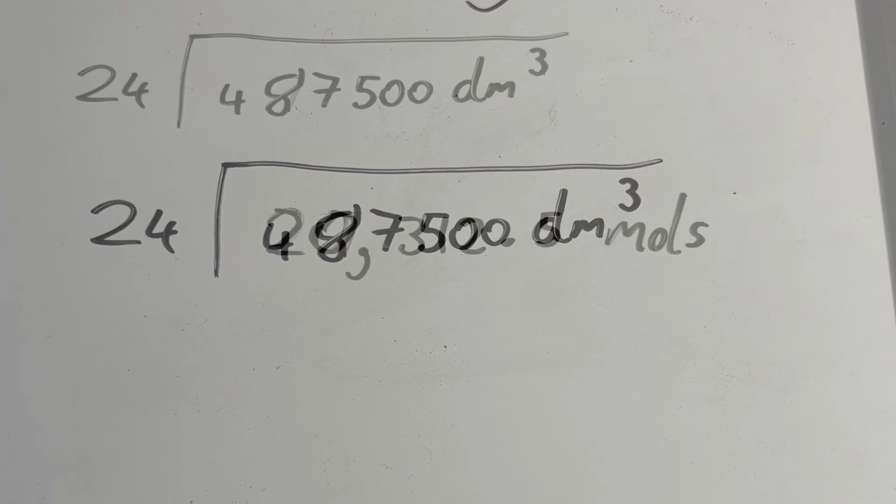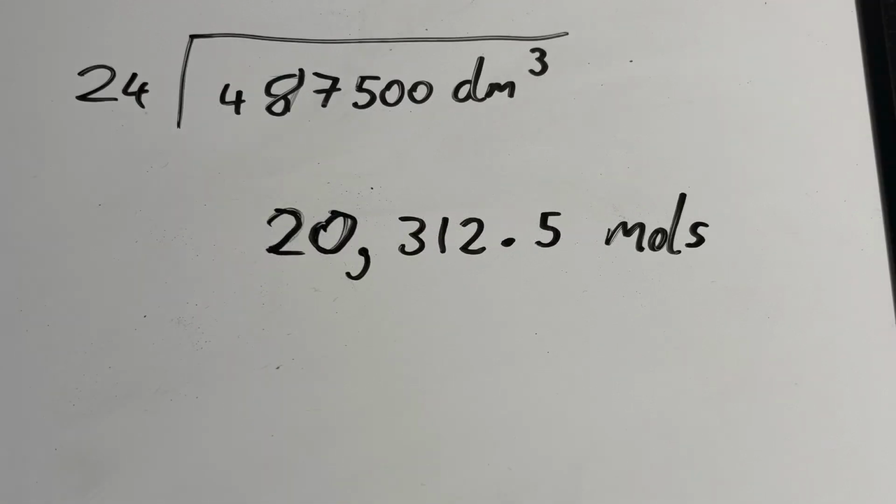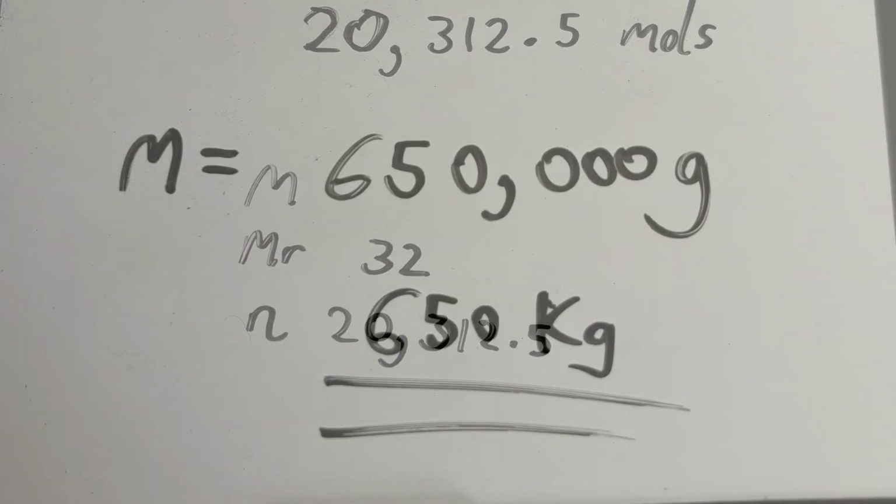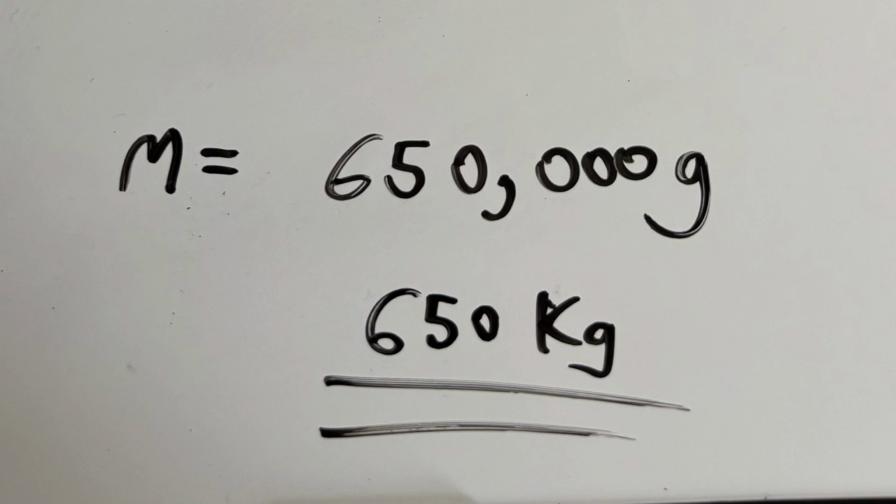Now, I like to assume my house is at room temperature and pressure, so we're going to use the rule that 1 mole of oxygen occupies 24 decimeters cubed, so we end up with 20,312.5 moles of oxygen. You put that into these equations, which you've been doing since GCSE, and you get 650,000 grams, or 650 kilograms, which is a lot, and I did have to check it like 3 times to make sure I wasn't crazy.